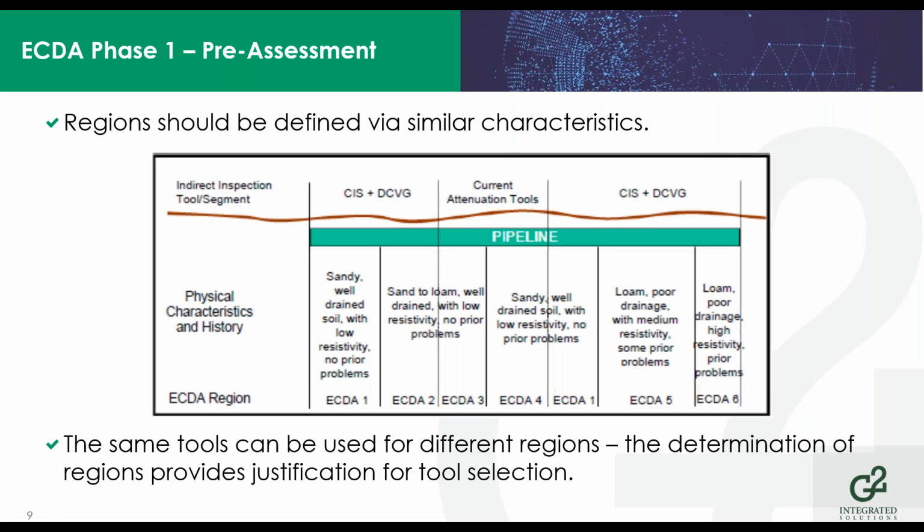Again, documentation of region selection is critical in that the data collection, soil characteristics, and previous history dictate the decision to break down the segment into different regions. Additionally, if you have features like cased crossings, casings do require their own separate region due to the inability of the tools to provide data across those particular segments of line. So make sure you're taking casings and segmenting them out into their own region.